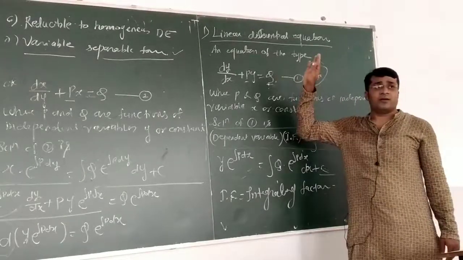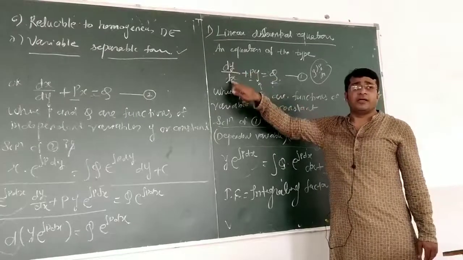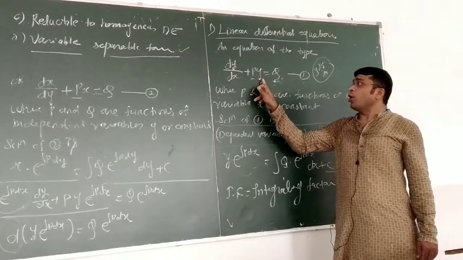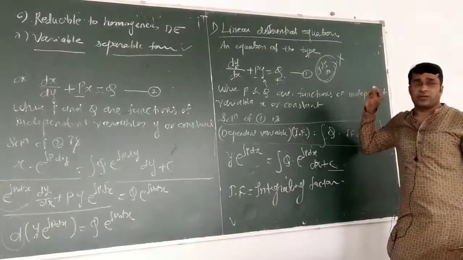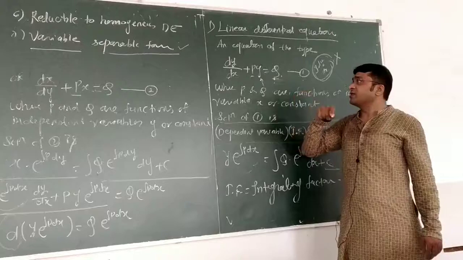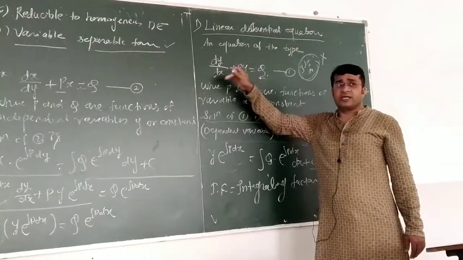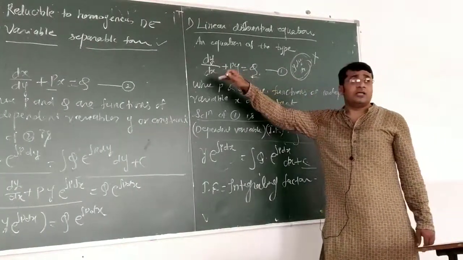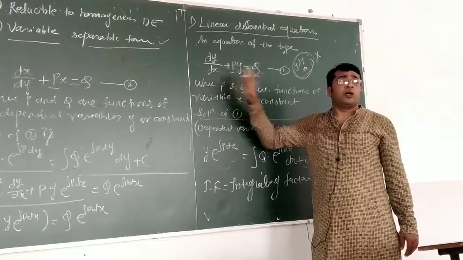The definition says that the dependent variable and its derivative, dy by dx, must occur in the first degree, and they are not multiplied together, meaning there should be no term like y into dy by dx in the equation. Then that equation is said to be a linear differential equation, where P and Q are functions of the independent variable or a constant term.